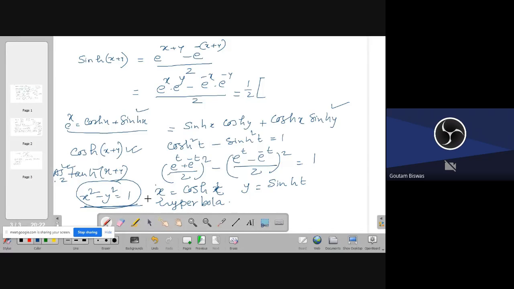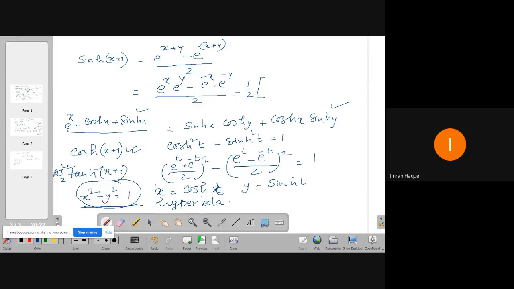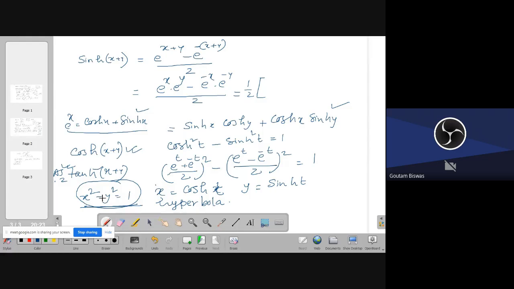Anybody? With center at? Sir, 1 comma minus 1. No. x square minus y square equals 1 with center at? Hyperbola, like this. Center at 0, 0. Understood? Just remember it. This is a hyperbola.